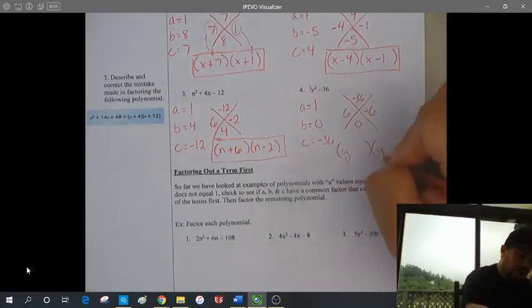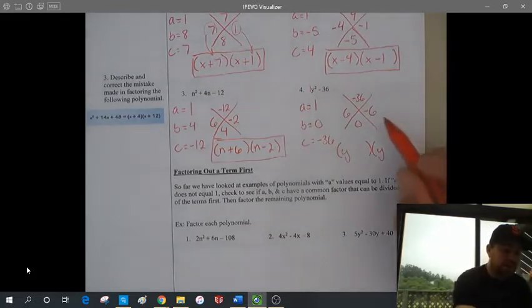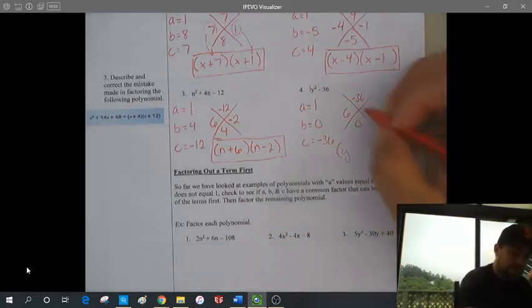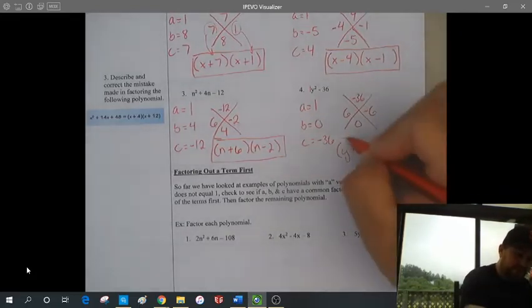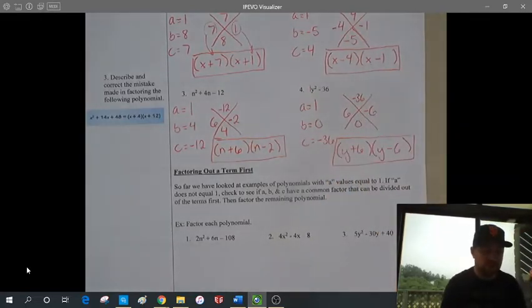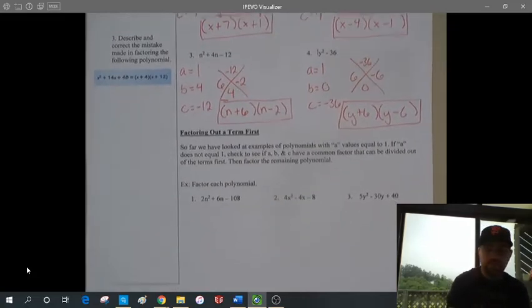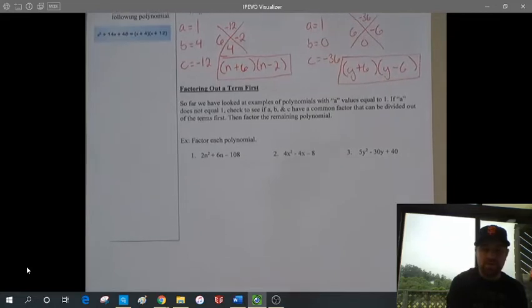Okay, so y was the variable used in this binomial. So I use the y's there, and one is going to be y plus 6, the other one is going to be y minus 6. And there's my trinomial, or excuse me, my binomial factors. Okay, so there's a column question over there that you could answer real quick. I'll put it in the completed section of the notes.